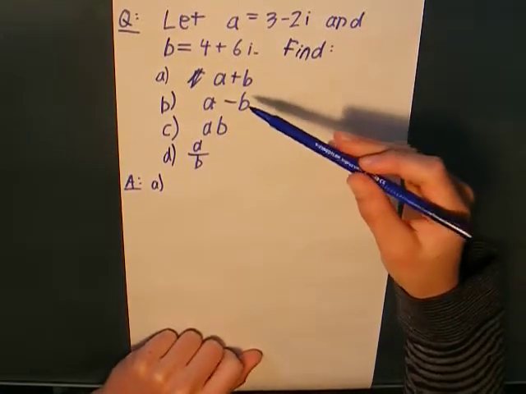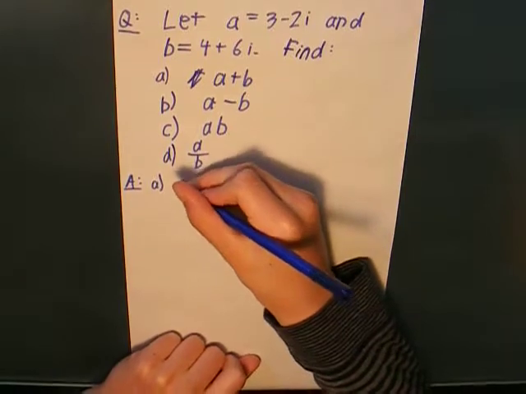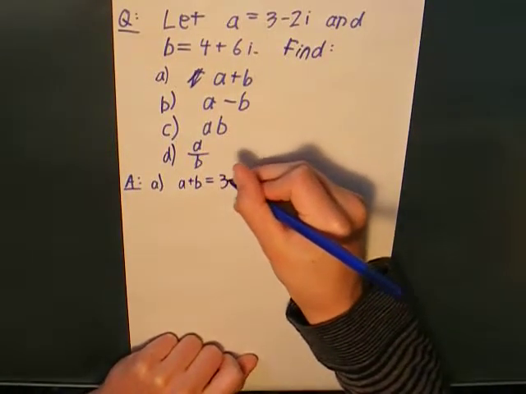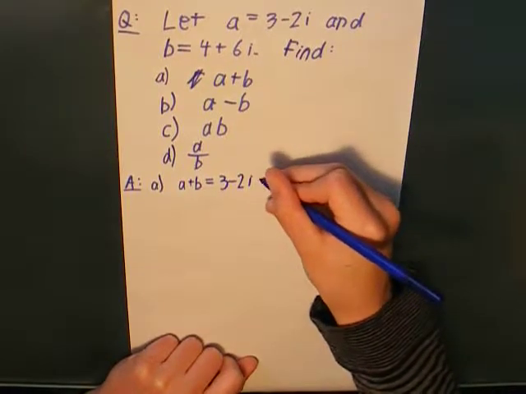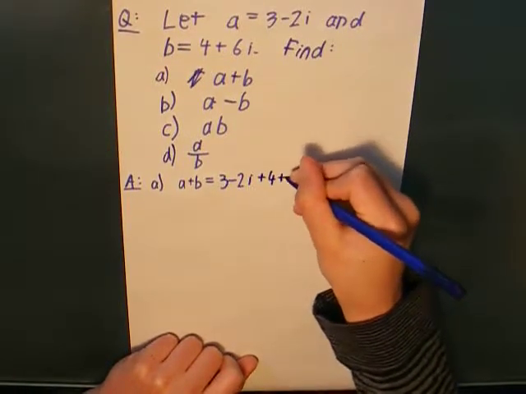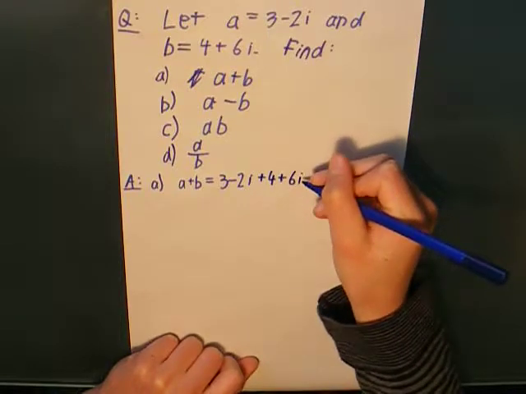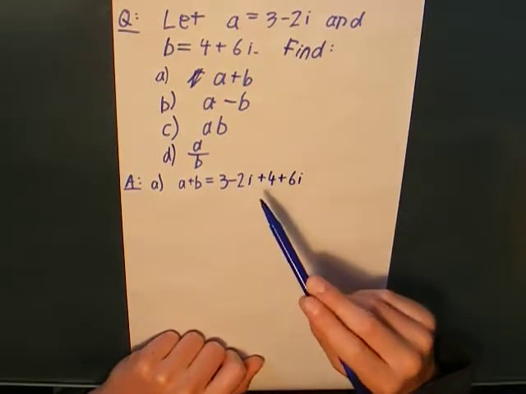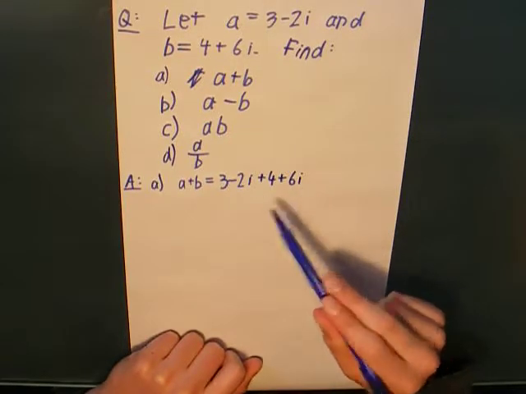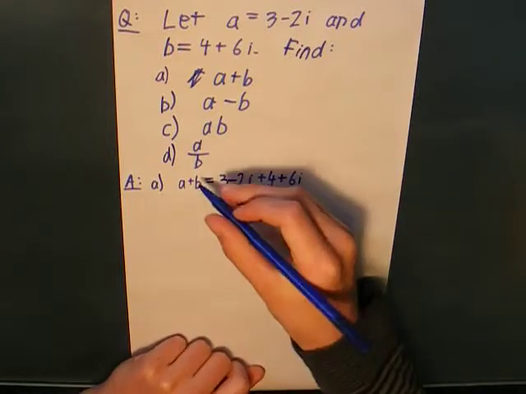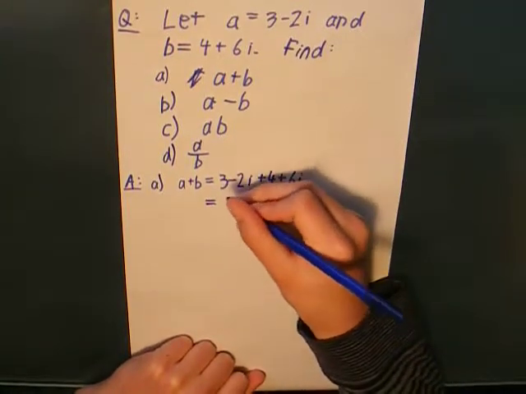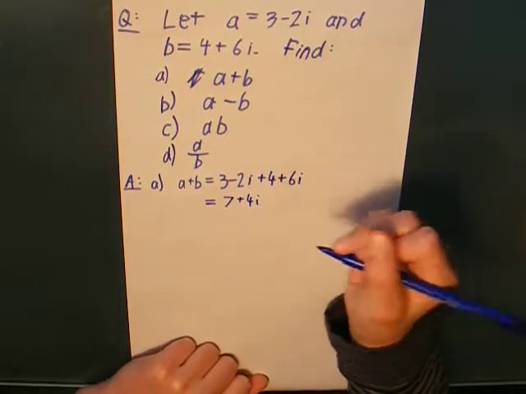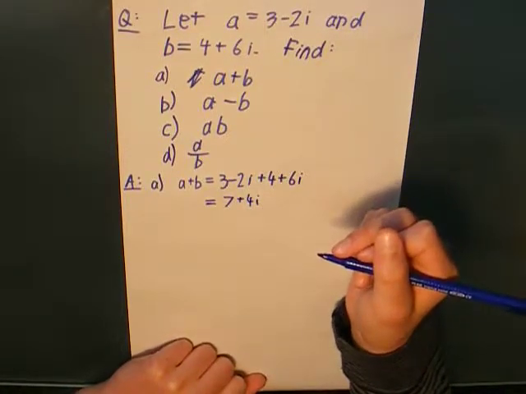So, with part A, adding them. I've got A plus B equals 3 minus 2i plus 4 plus 6i. Okay, so now we want to add the constant terms and add the terms with i in them. So this is equal to 7 plus 4i. So it's really just like collecting like terms.